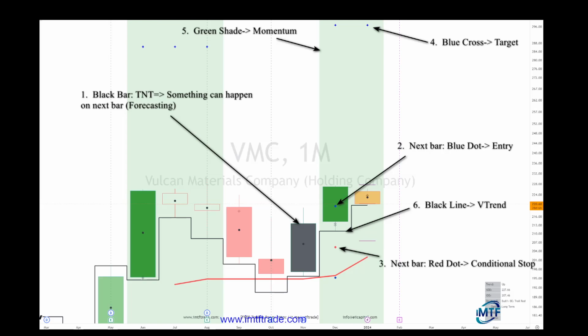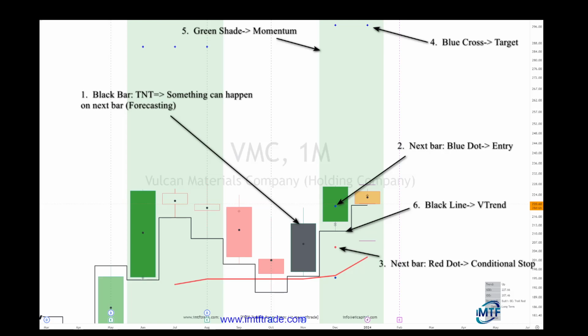So we give you all that information. Now, what we've done is we also give you two optimization techniques. One is that you want to always follow the trend. To do that, you look at this line right here, this black line is below price. That means it's in a bullish trend and you're taking a trade bullish. Also, the green background here, the shade, represents momentum. So the ideal trade here is to look at the next bar, right here after T&T. If the V trend is bullish and the shade is right there, as you have in this example, you want to only take the trade on the bullish entry dot, and that's it. That's as simple as this system is.